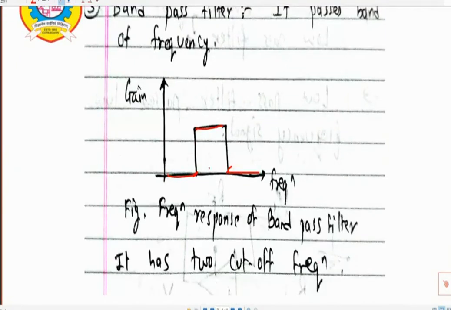So it has two cutoff frequencies, lower cutoff frequency and higher cutoff frequency. So generally this side we have the higher cutoff frequency and this is the lower cutoff frequency.